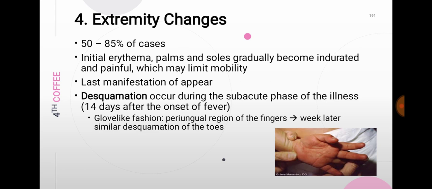Extremity changes. These are seen in 50 to 80% of your cases. Initially, there's erythema of your palms and soles, and gradually they become indurated and painful. So you see here, this is a hand of an infant with KD. It has palmar erythema and swelling. So that's how it looks. It's a glove-like pattern. So you have your gloves because it's only here and not on the forearm. Okay, it desquamates, and then sometimes the skin here in your periungual region detaches. So that's how you diagnose it.